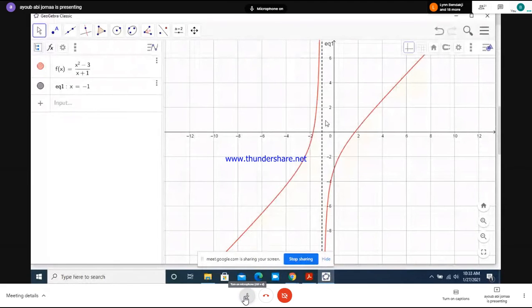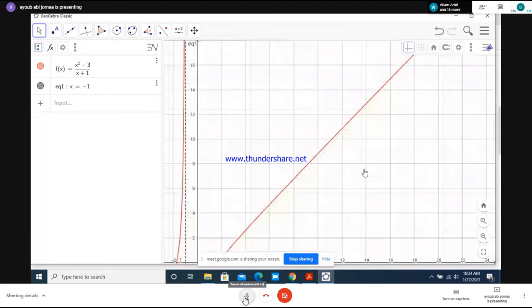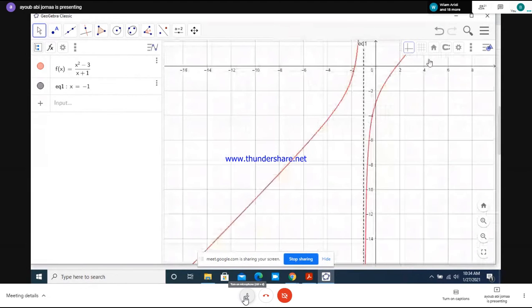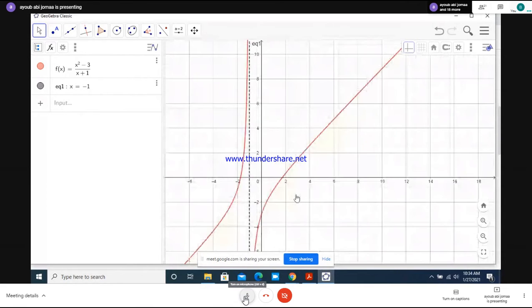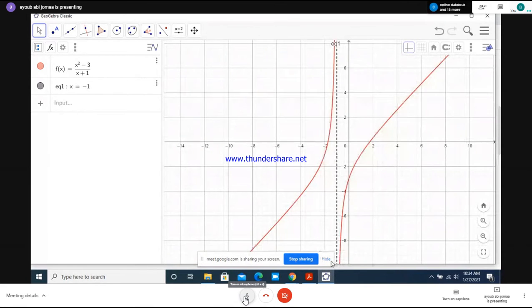Okay. As you can see from the graph here, we have x equal negative 1 as a vertical asymptote. Because here the limit as x approaches negative 1 from the left is positive infinity, and the limit as x approaches negative 1 from the right is negative infinity. Graphically it's very clear, x equal negative 1 is a vertical asymptote. But we don't have a horizontal asymptote because the limit is infinity. From the left side it is negative infinity and from the right side it is positive infinity. No horizontal asymptote.